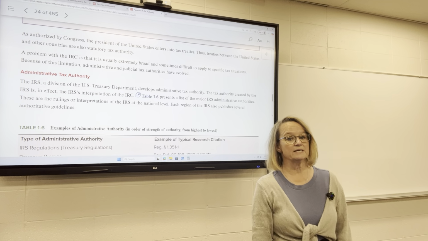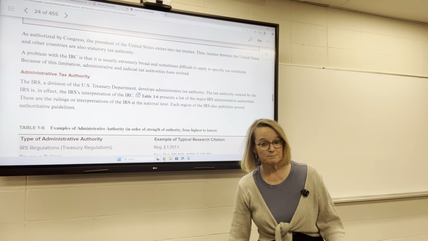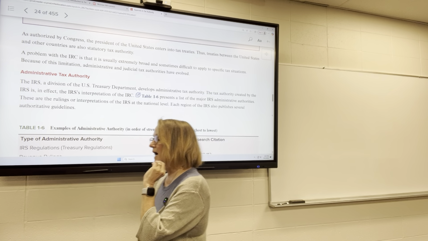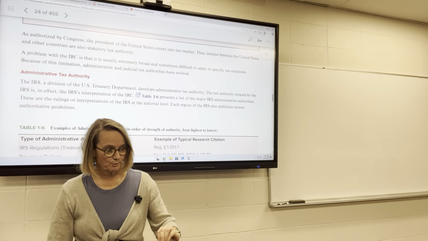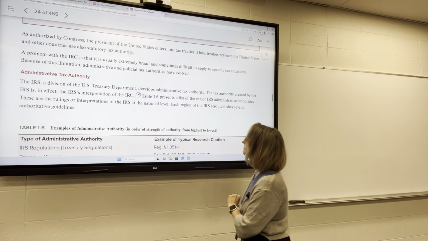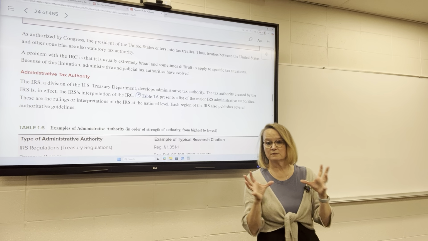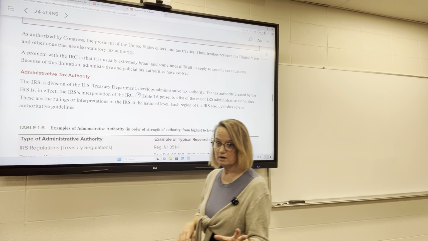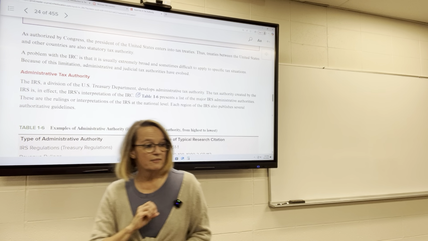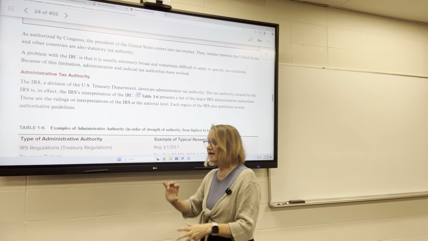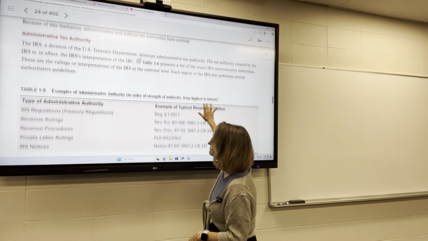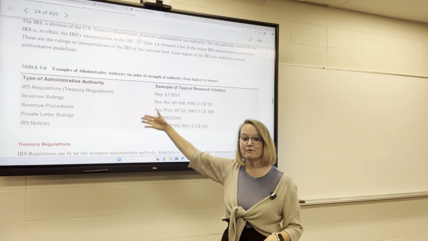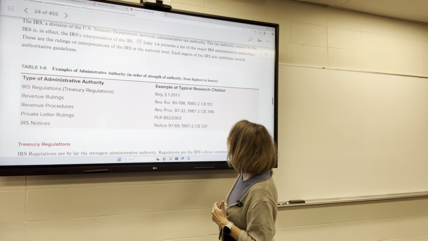Administrative sources of authority. This is where the Treasury Department, which the IRS is under, interprets the law. They say, this is what Congress meant when they passed this law. So they get to interpret all of that, and there are lots of different types of publications that come out that interpret the laws.